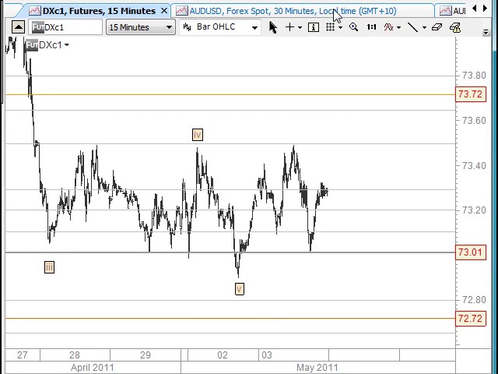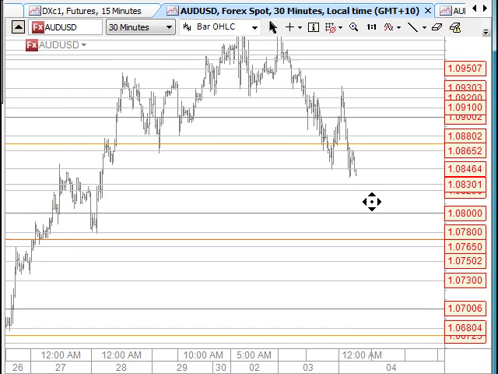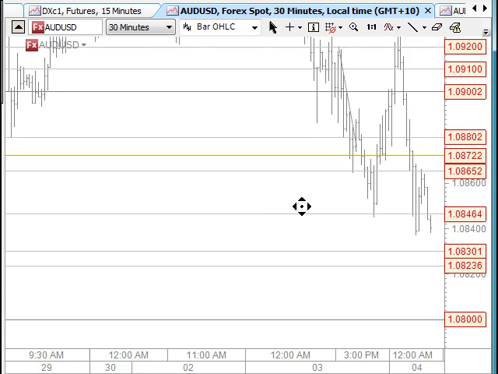Okay, looking at the Australian dollar here. Our target to the upside was the 1110, which is the minor trading level, and we're seeing the reaction from that. We're seeing a corrective pattern move down from it, and we'd look at support coming in around the 108 there.